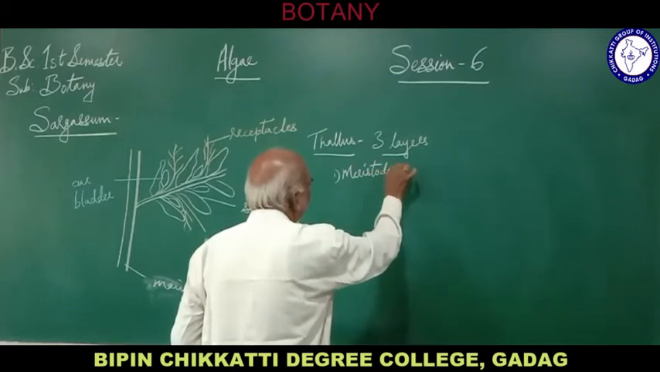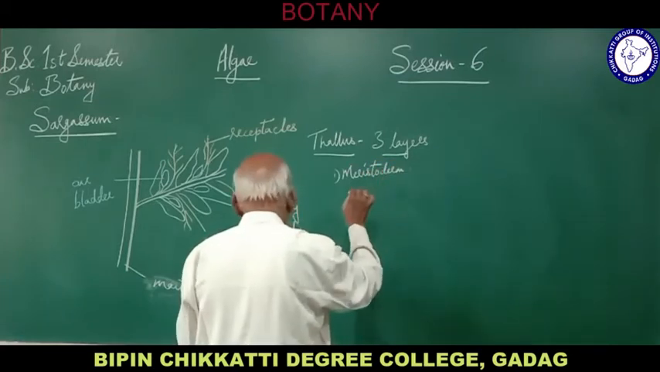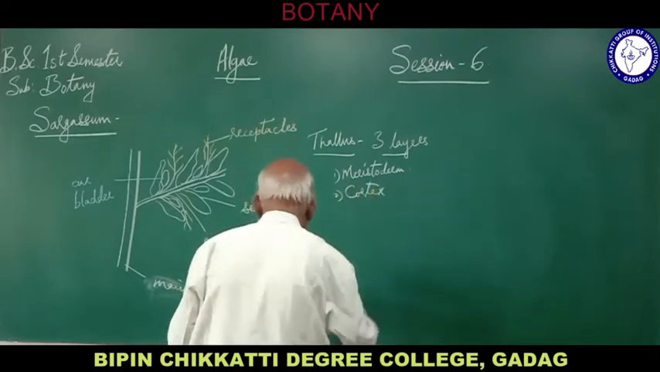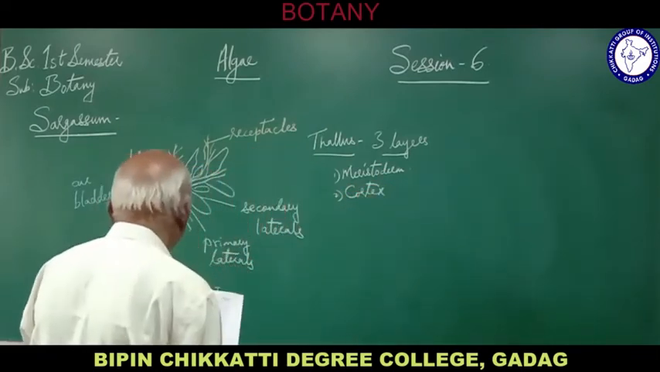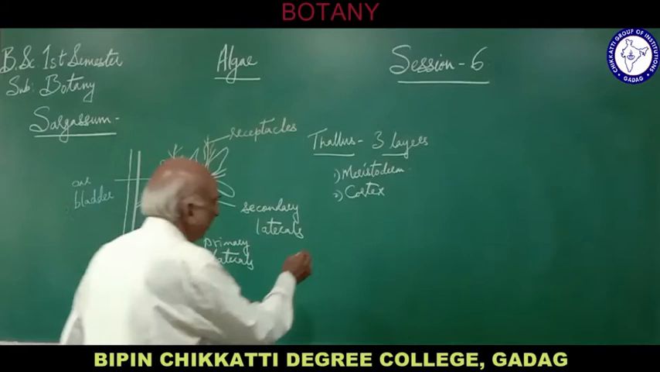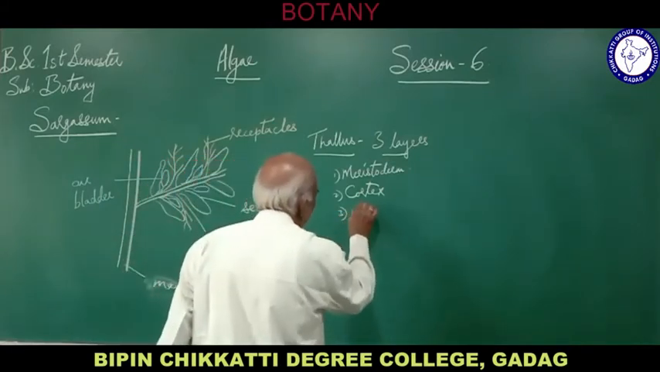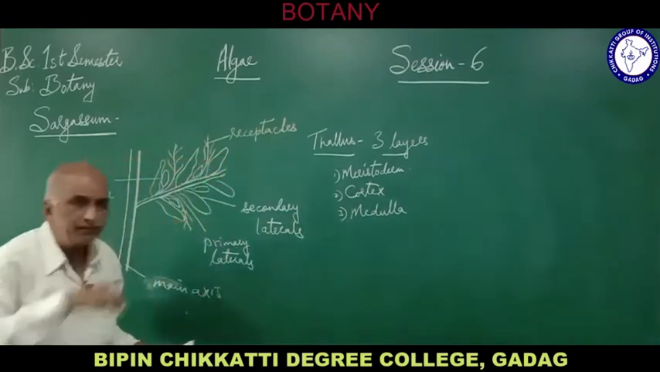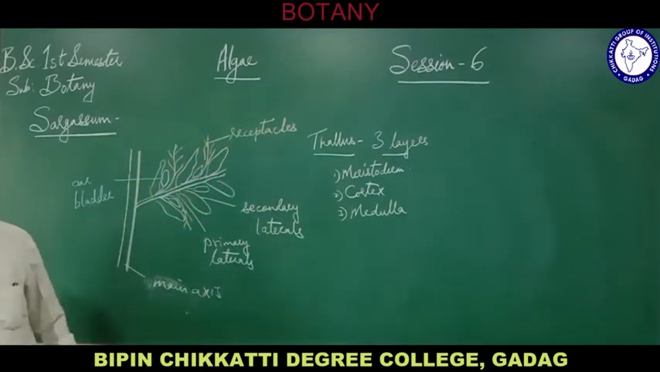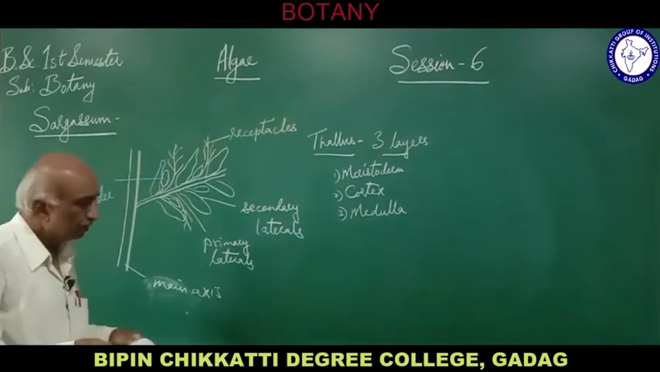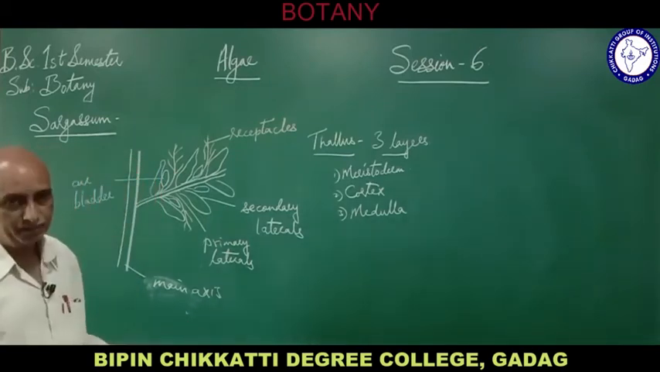meristoderm. This is one layer, and the second one is cortex, and the third one is the medulla. So these are the three layers which are found in the structure of a thallus. So the meristoderm is the outermost layer.